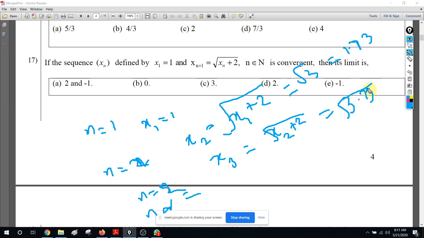Actually, this question is somewhat unfair, right? Actually, you need a calculator to do this question, right? Do the question.